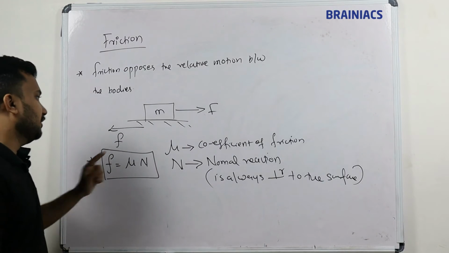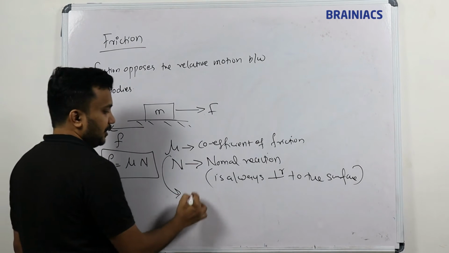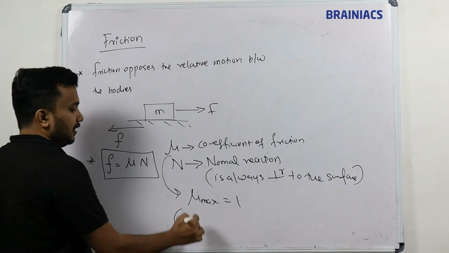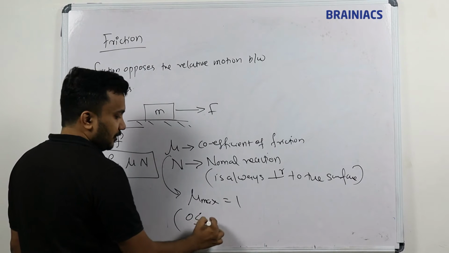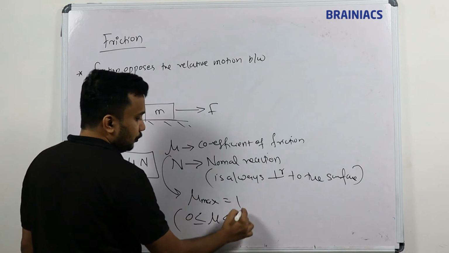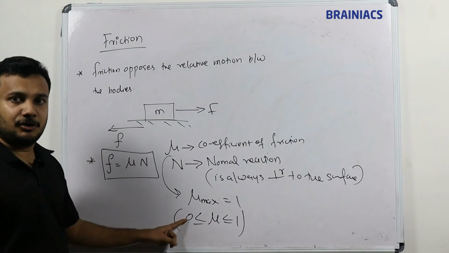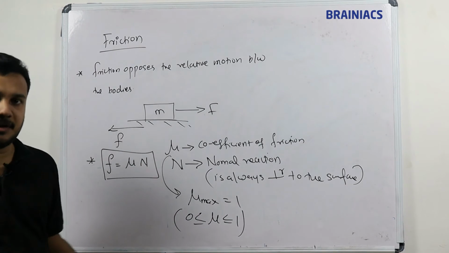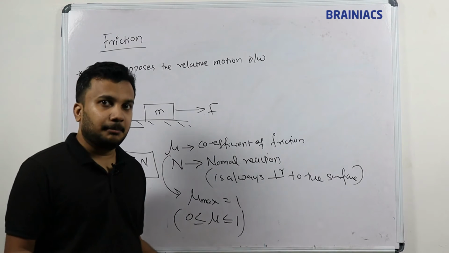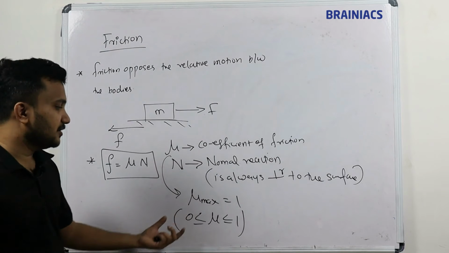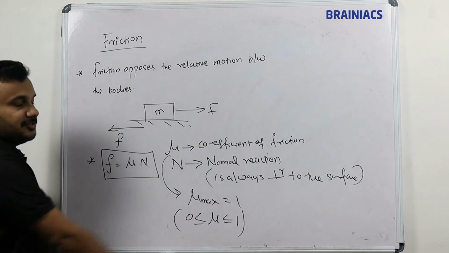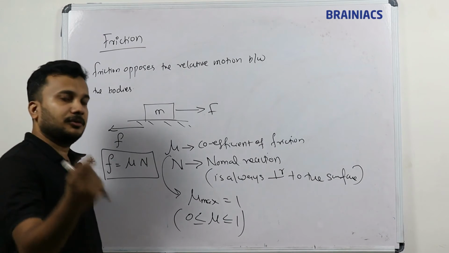The maximum value of mu is equal to 1. Normally 0 is less than or equal to mu, which is less than or equal to 1, which means the value of mu is always between 0 and 1. It is not greater than 1, and it is not less than 0. Write down all these points. You can pause the video and note them.